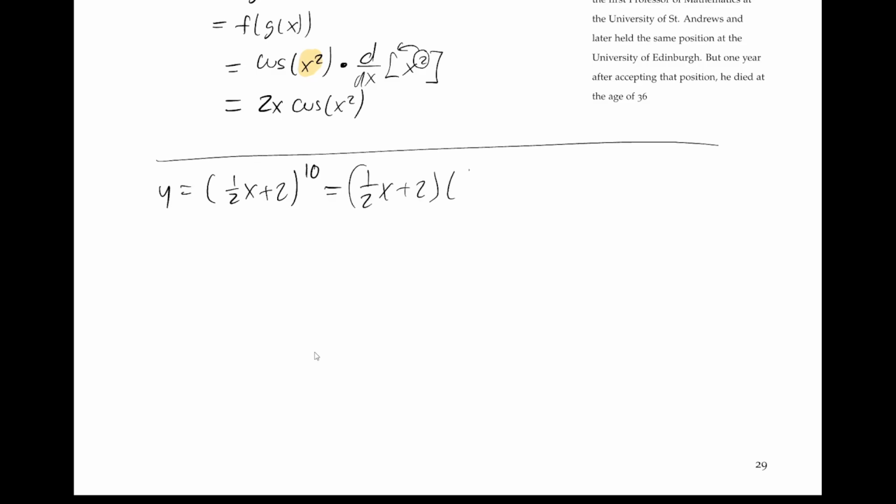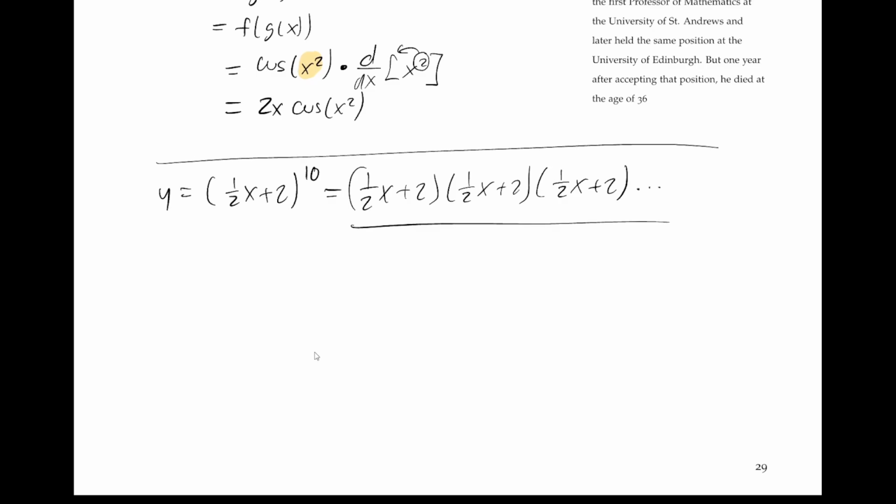And you could just expand this thing, and you could multiply this out 10 times. And hypothetically, by doing that, you could get this down to be a polynomial, and then you could take the derivative the normal way. But I imagine most of you don't want to do this algebra. It would take quite a while to expand this 10 times, get a huge polynomial. So there's a better way. We'll use chain rule.